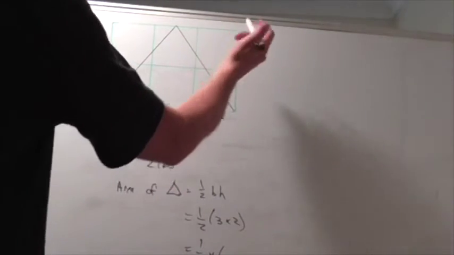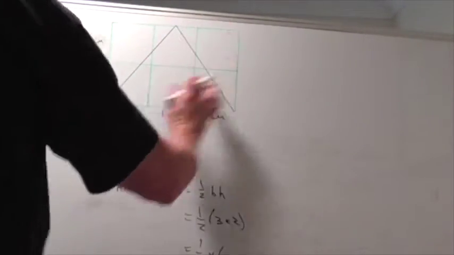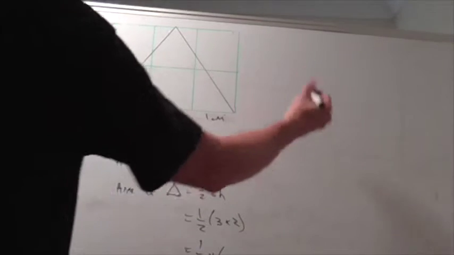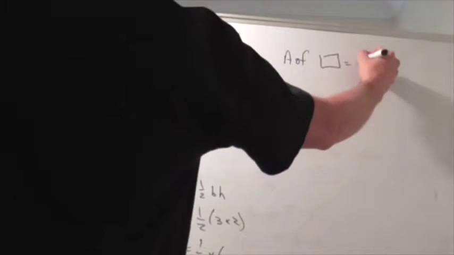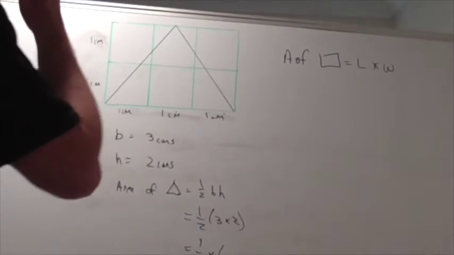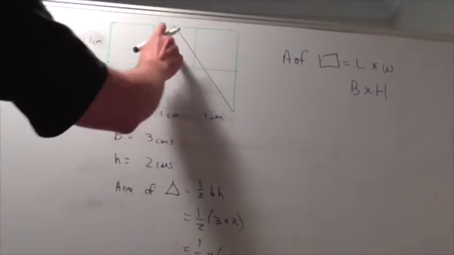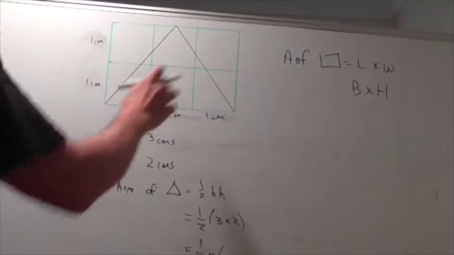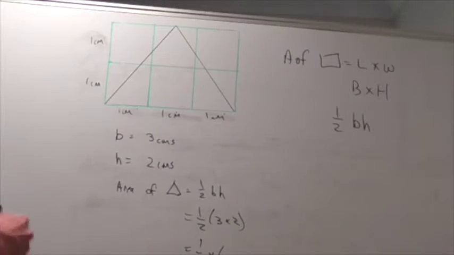Now, why does the area of a triangle equal half base times height? Well, you need to try and see that this triangle is half of that rectangle. The area of a rectangle equals length times width, but if you call the length base and you call the width height, that would become b times h, and you said that this triangle is half of that rectangle, then the area of a triangle would be half BH, which is half the area of the rectangle.